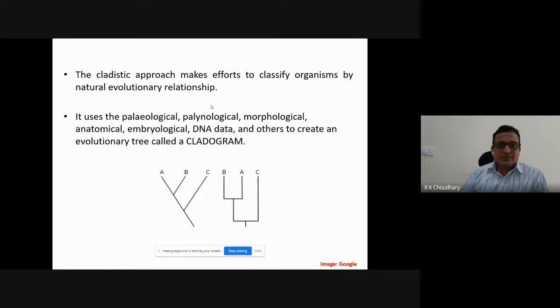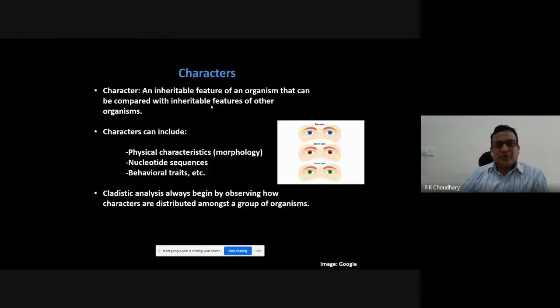And what is special here is that you are not only using morphological data to construct this relationship. You can take paleontological data, palynological data, morphological data, anatomical data, embryological data, DNA data, everything, put it together, and construct your cladogram. Then you can try to understand the relationship of the different species. When we talk about characters, it's not only morphological characters. Here you can combine physical characters along with nucleotide sequences and behavioral traits as well, such as how the plant behaves in different ecological situations, and combine all the data together to understand the relationship.